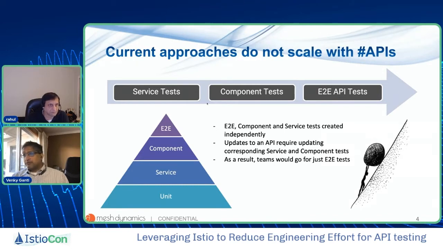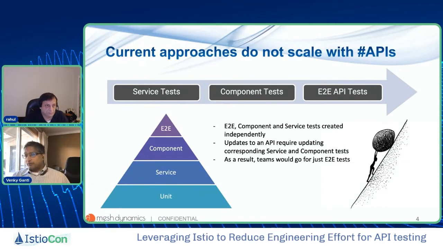A developer may create a service test, someone else may create a component test, maybe a QA team will create the end-to-end API test, and these are all independently created. They don't talk to each other closely so that they can reuse the data and so on. And that places an additional burden when it comes to maintenance, because if an API changes, then I have to update my service test independently, update my component test independently, update the end-to-end API test independently as well. So this is all an additional headache and burden to the teams.